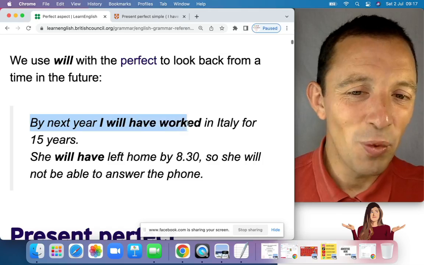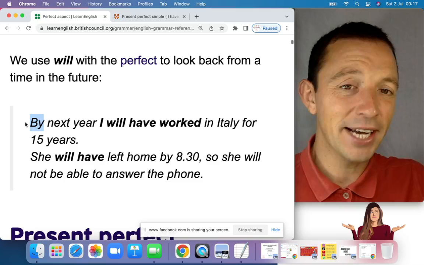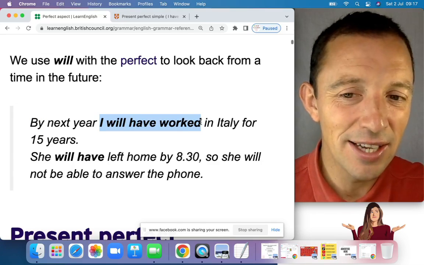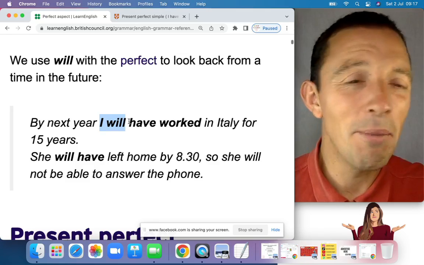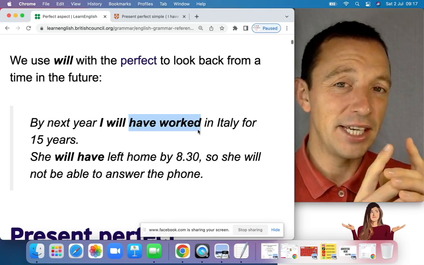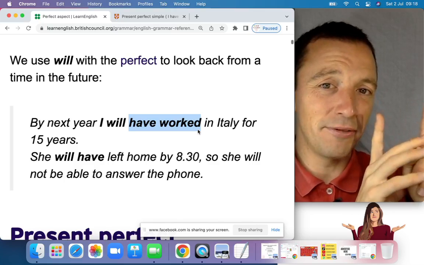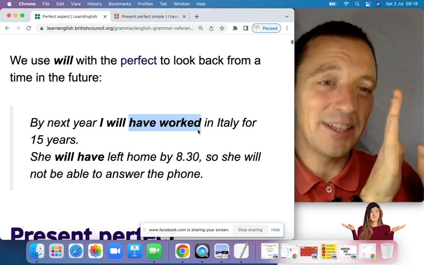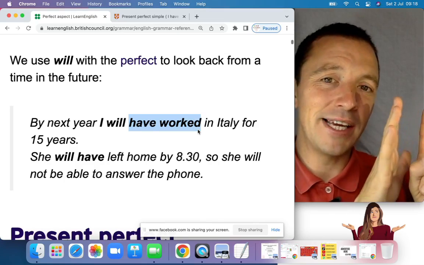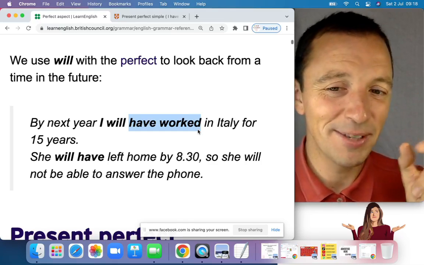By next year, I will have worked in Italy for 15 years. So by means at the time of next year. I will have worked in Italy for 15 years. Subject, I. Will, modal. Perfect, have worked in Italy for 15 years. So we are in the future and we are looking back from the perspective of the future. Not to the present, we are still in the future, but we are from the perspective of one point in the future and we come back a little. This is the future perfect with the modal will plus the perfect.